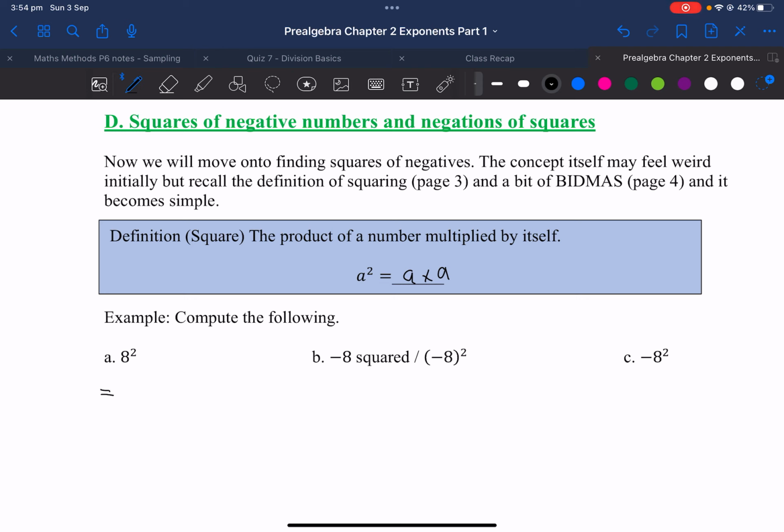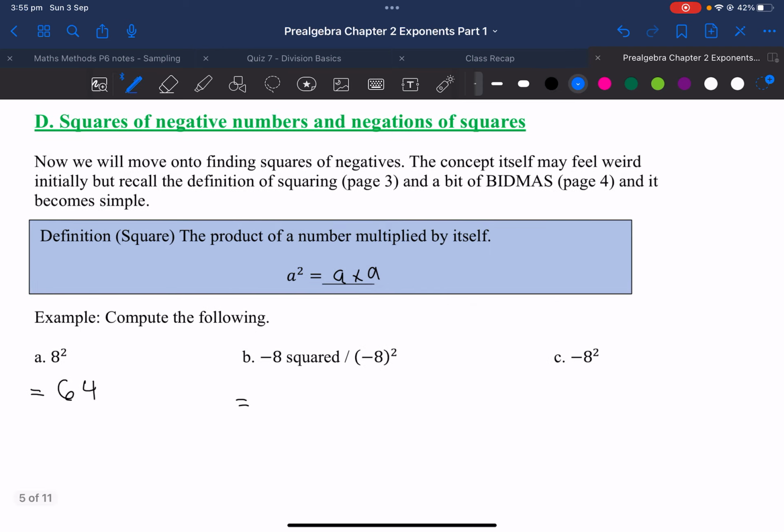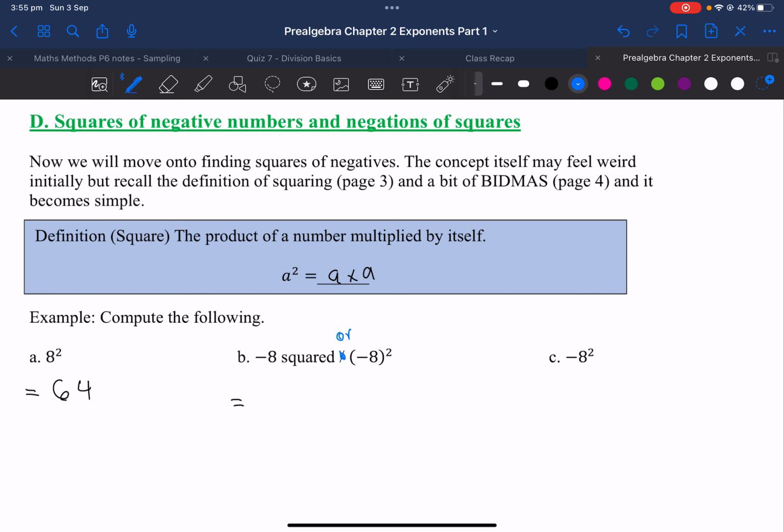But let's first find out what 8 squared is. 8 squared is 64. It's pretty basic, just to warm up. Now we get to this one. Negative 8 squared. What does that mean? Don't think of it as division. It's negative 8 squared, or think of the brackets, negative 8 squared, in brackets in number form. So what does that become? What do you think that is?